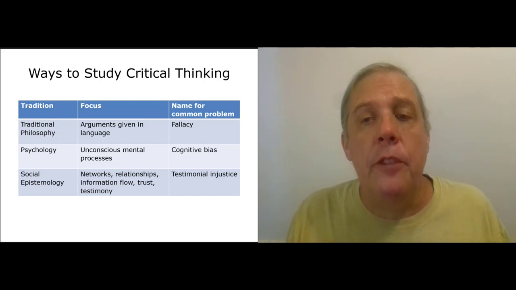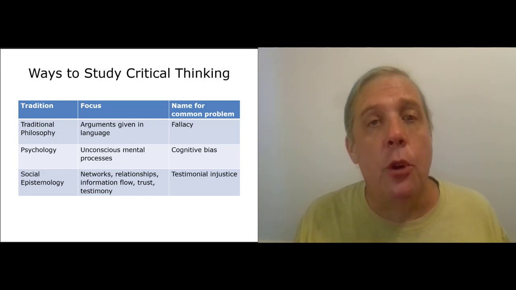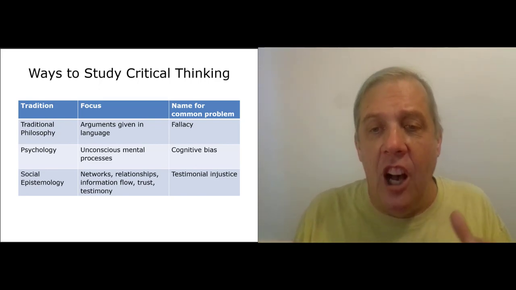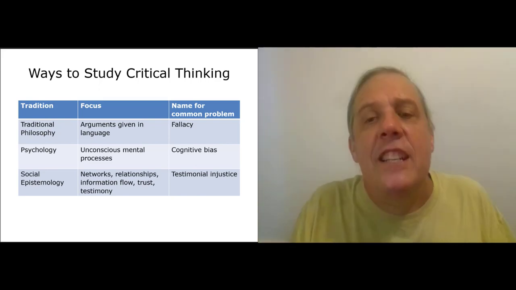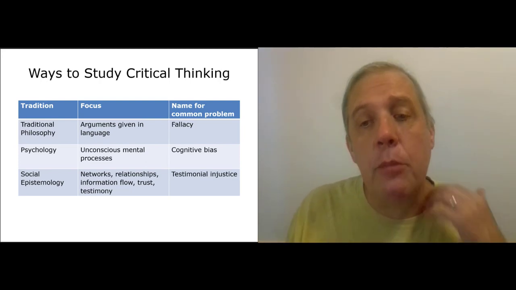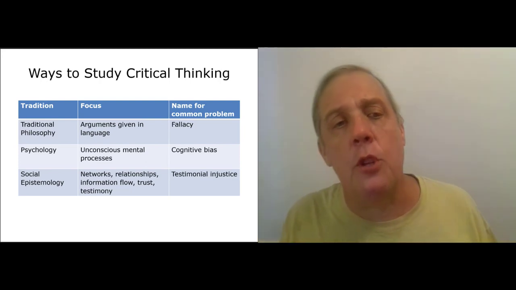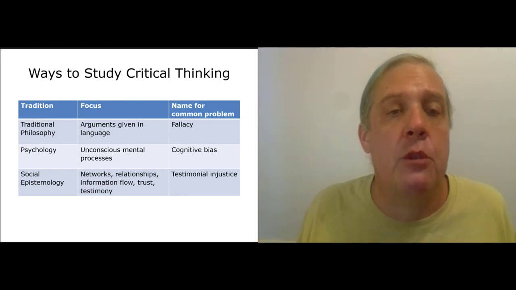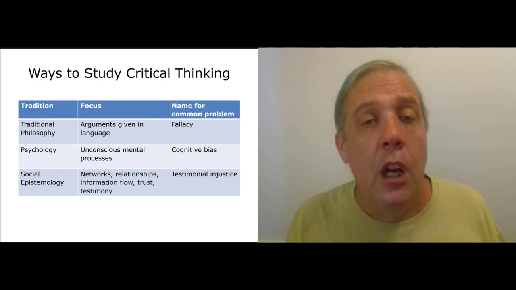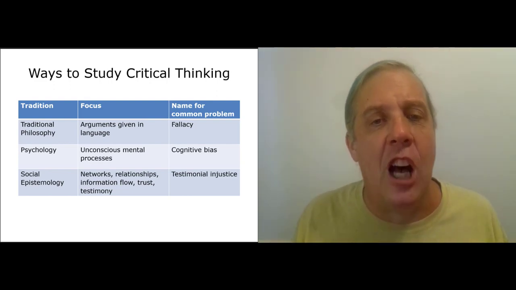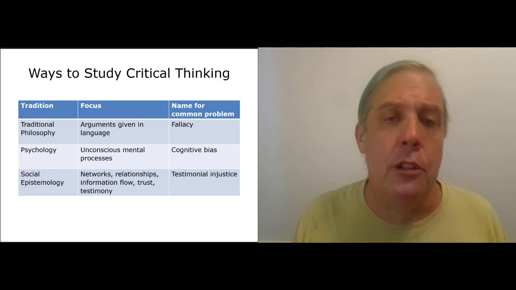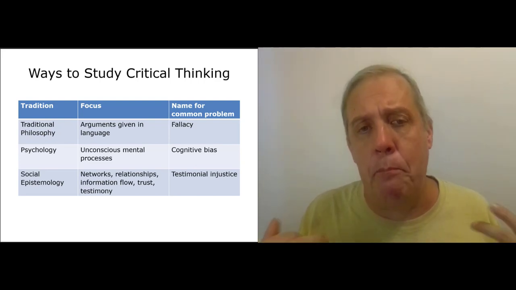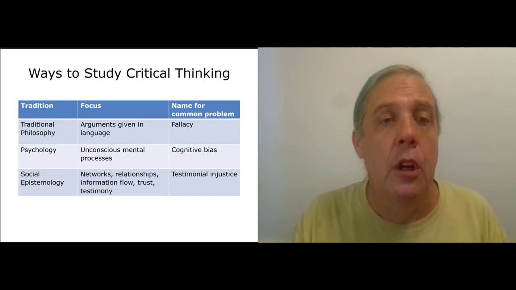But even as we move into looking at cognitive bias and social epistemology, the ideas of argument and inference will continue to remain central. So as I said before, in this course we're covering three approaches to critical thinking. The traditional philosophy is what we're doing now, looks at arguments, and the name for a common problem you'll see pretty soon is a fallacy, which is just a bad argument that appears to be a good argument.